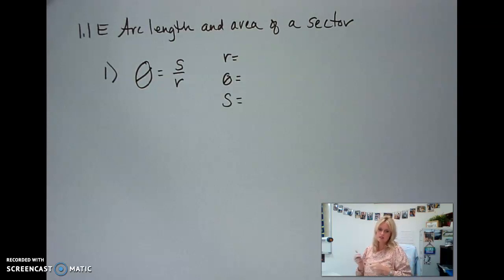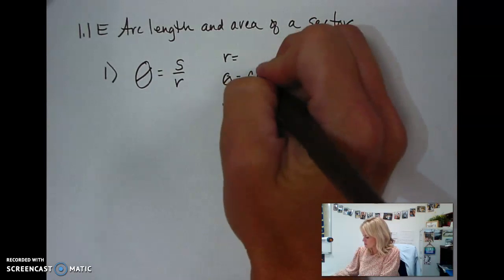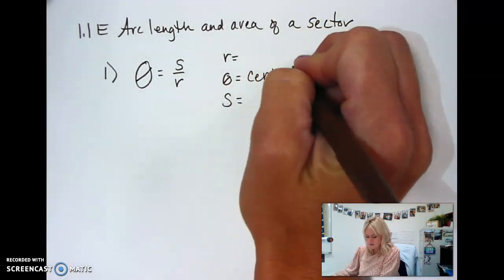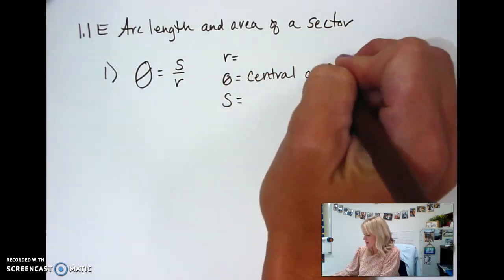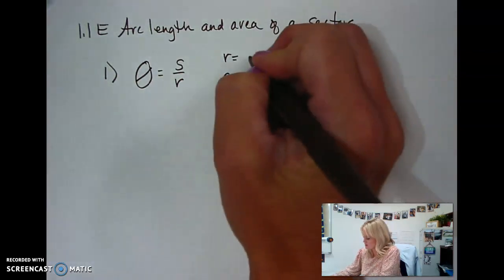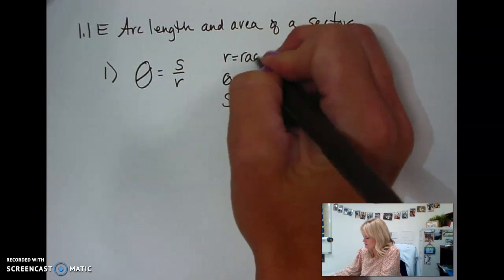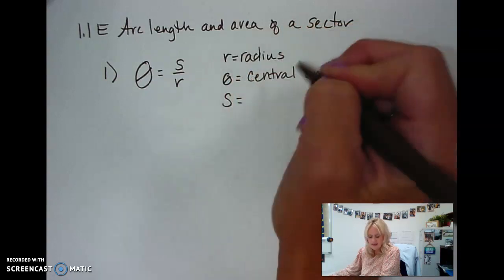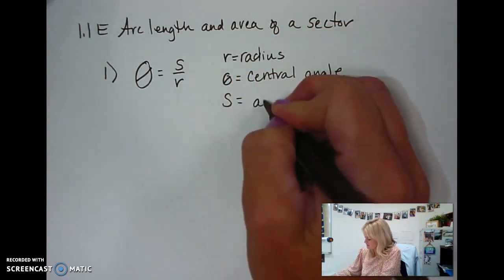So the first thing we're going to talk about is theta. Theta, again, is our central angle. We've talked about that over the past few days. R, as you can guess, is our radius. S is our arc length.